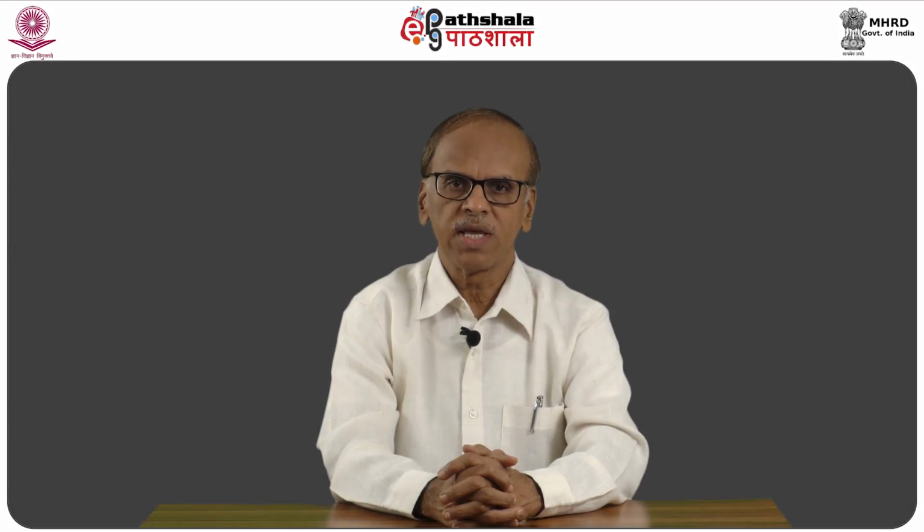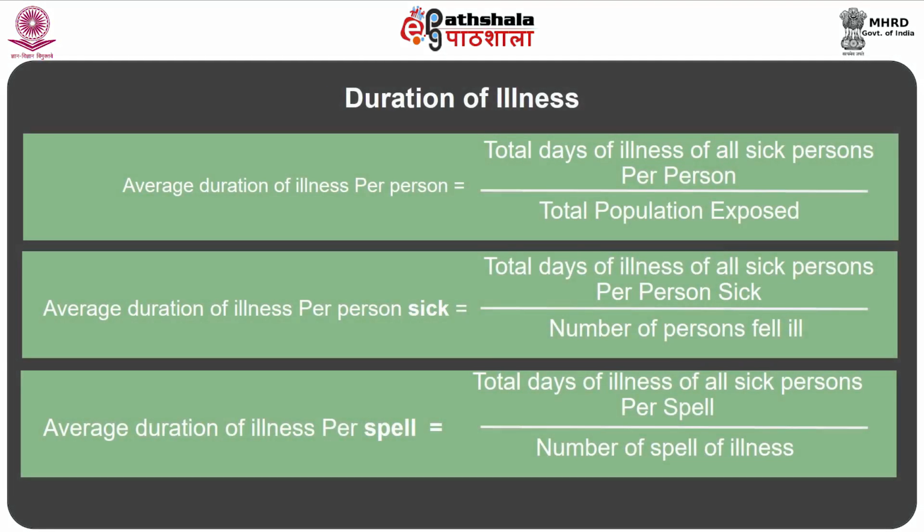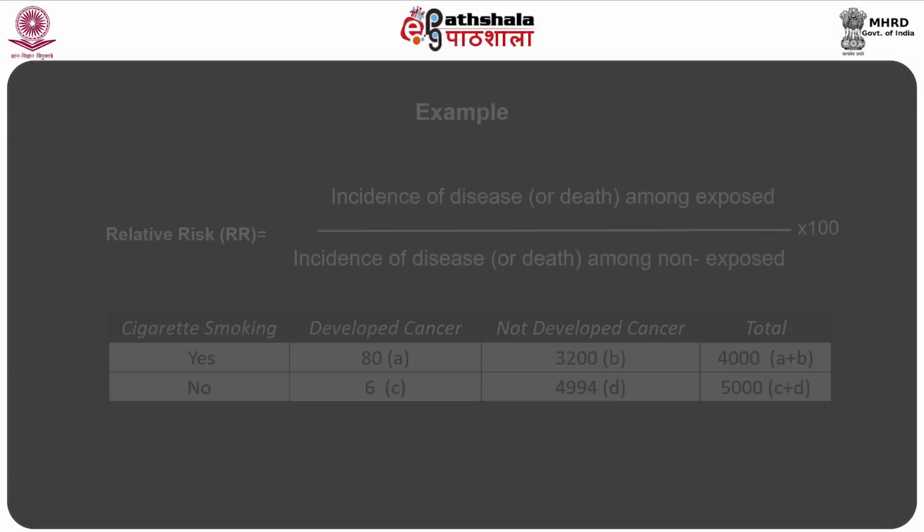Duration of illness. A. Average duration of illness per person equals total days of illness of all sick persons divided by total population exposed. B. Average duration of illness per person sick equals total days of illness of all sick persons divided by total number of persons who fell ill. C. Average duration of illness per spell equals total days of illness of all sick persons divided by number of spells of illness.